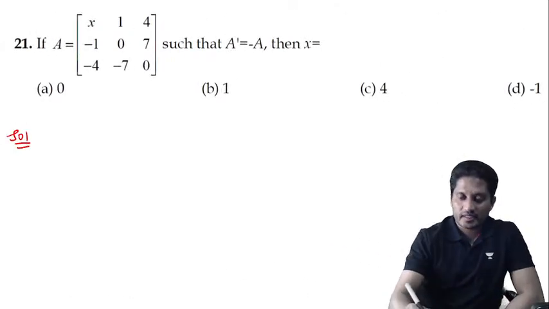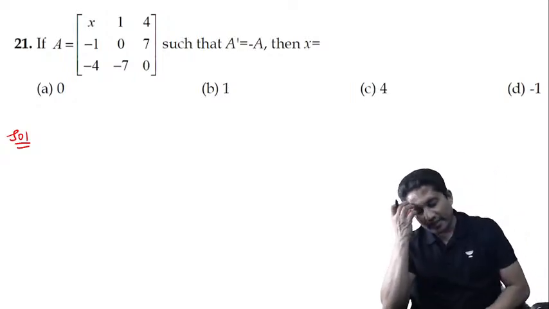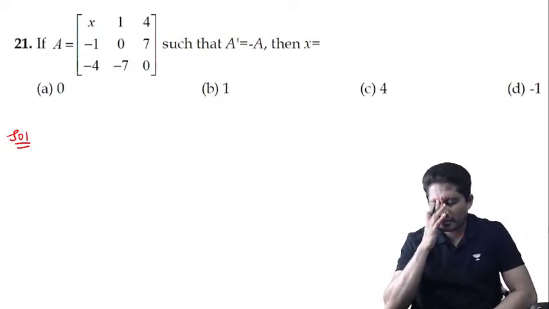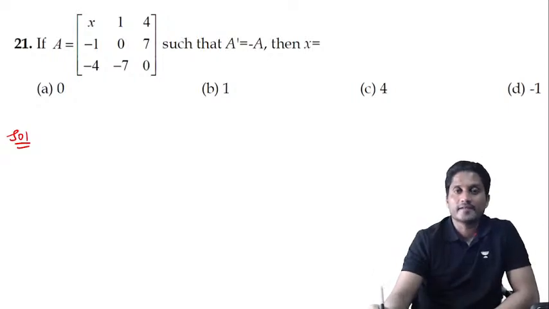A is equal to minus A transpose, right? If A is equal to minus A transpose, meaning negative of its own transpose, then A should be skew symmetric only, right?